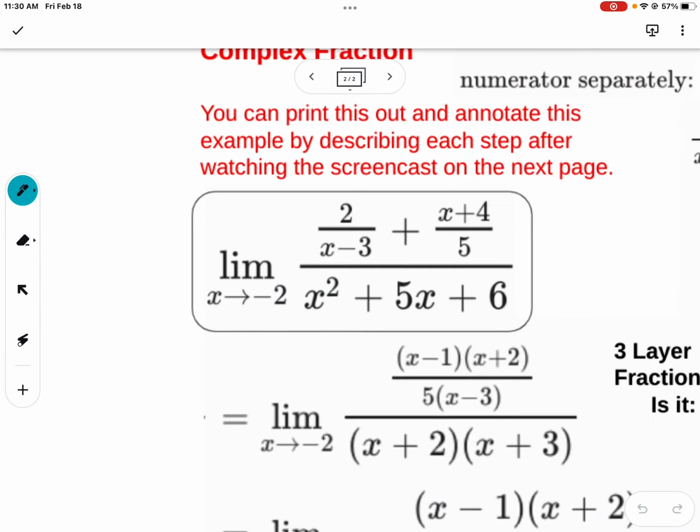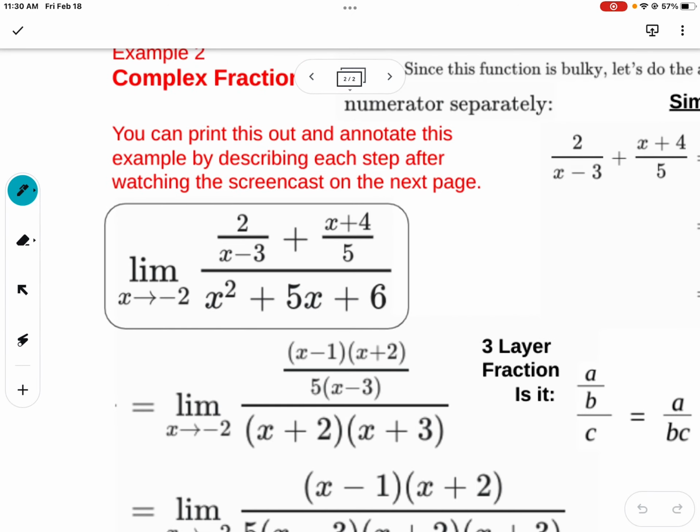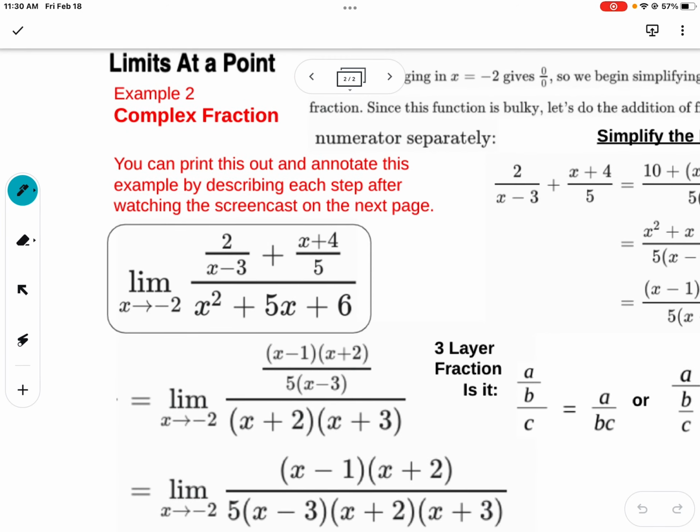Okay, so there's a copy of this somewhere within the lesson materials, and so you'll have a copy of this that you can annotate. There'll be a blank copy as well that you may want to do a full solution on yourself.